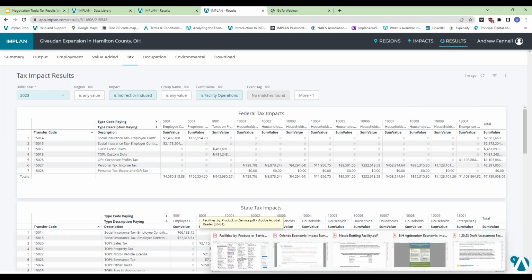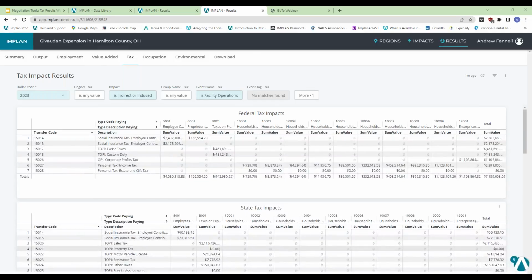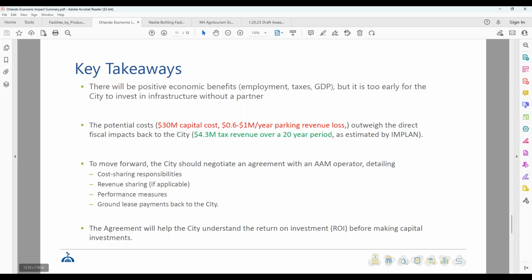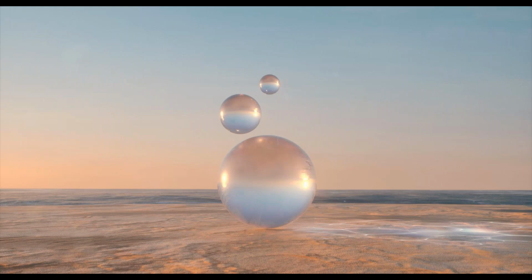Some example reports. Let's pull some up here and take a look through at how people will sometimes and even oftentimes report analyses in IMPLAN.